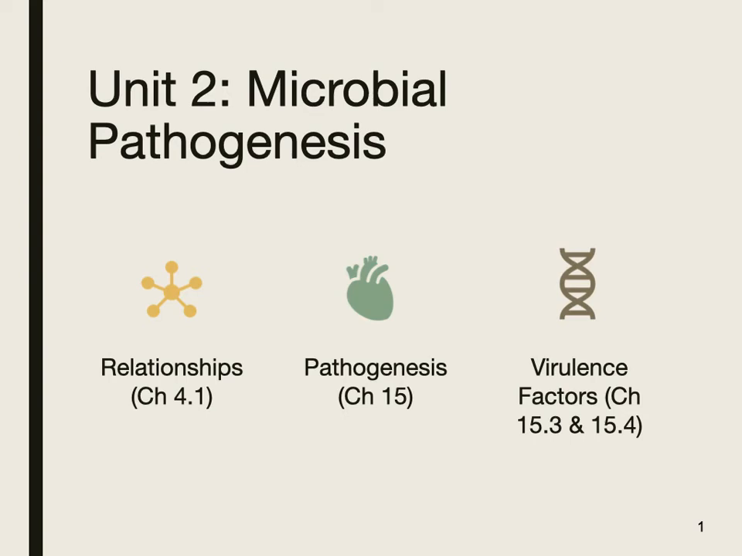Okay, so for this audio lecture, we're going to be looking at microbial pathogenicity. The three subsets to this would be relationships, which is covered in Chapter 4, Section 1 of the OpenStax Microbiology textbook, and also pathogenicity, which is in Chapter 15 of the OpenStax Microbiology textbook.